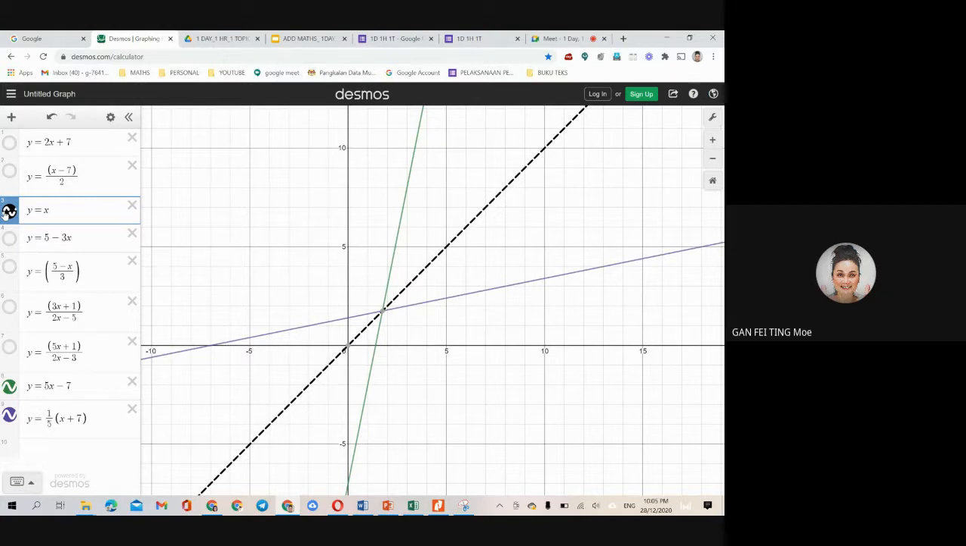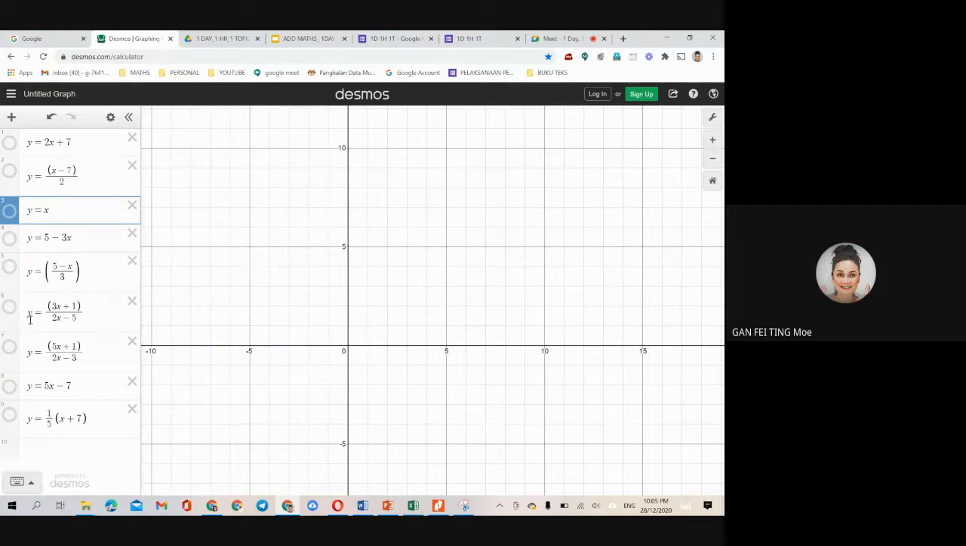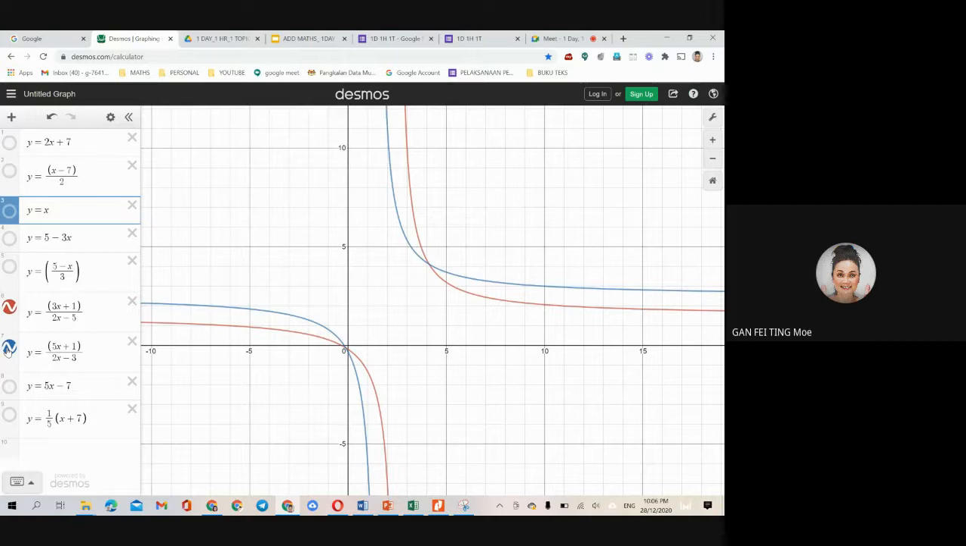Right? So for another one that I want to show you, which is a bit more difficult, not linear, but a reciprocal graph. Okay, this is a reciprocal graph. Then you will get its inverse as well. You show your working. So this is your working. Okay, how is this connected? The red color is reflected onto this blue color on the line of y equals x.